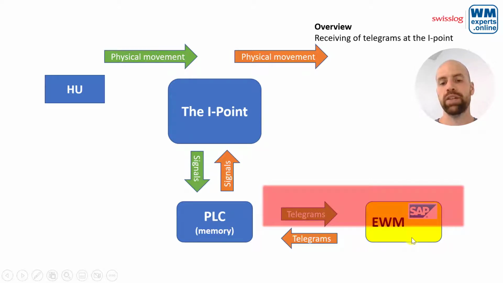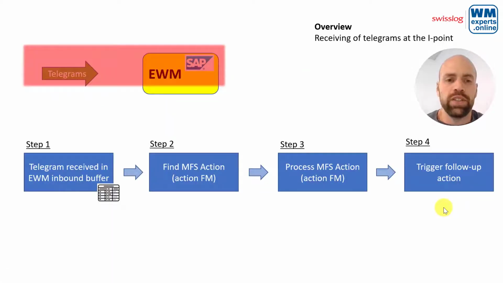So coming back to our initial flowchart, we will be looking at this part here, the telegram which is sent from the PLC to EWM, how it is being processed within EWM. I tried to separate this processing of the telegram into 4 steps. First on a high level, and then we will go into detail.